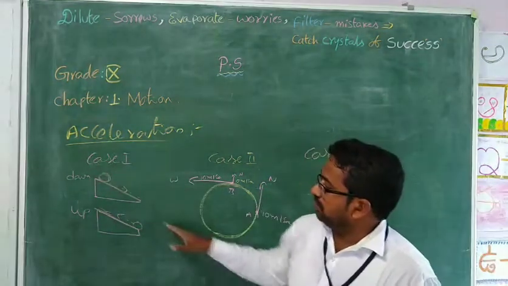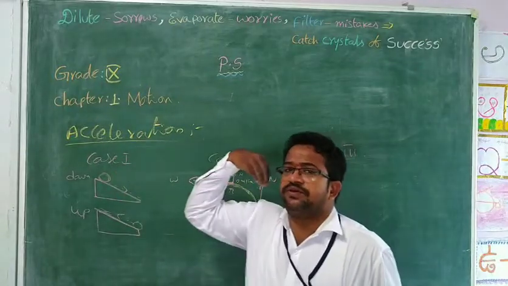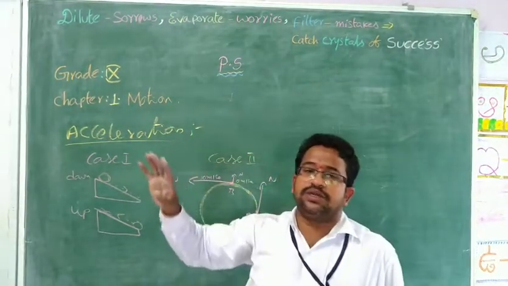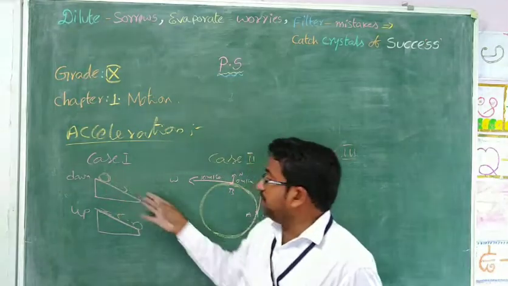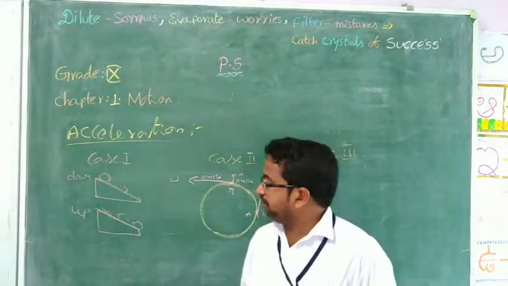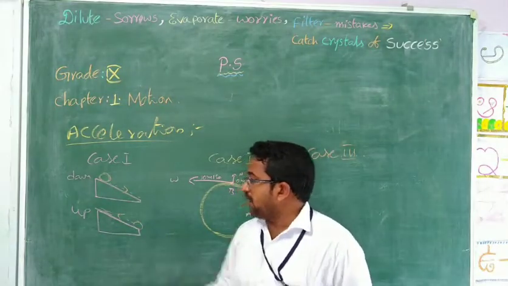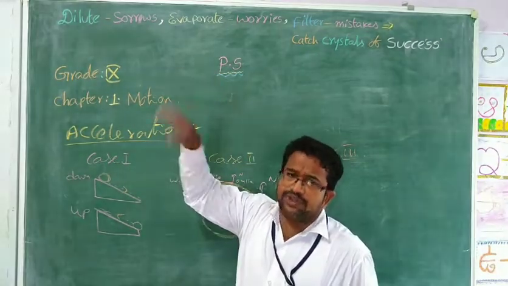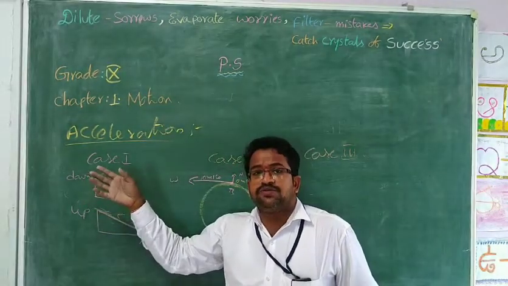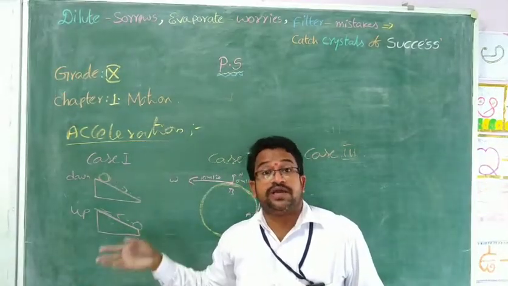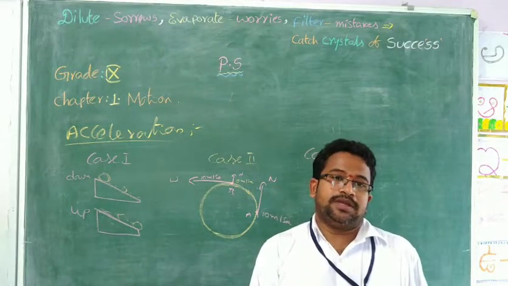Towards down, we confine the direction. Downwards direction is there, and velocity gradually increases. Change in velocity. If you see this one, upward direction. So direction is given upward, but when it is going up, gradually velocity is decreasing. So velocity changes. Clear?